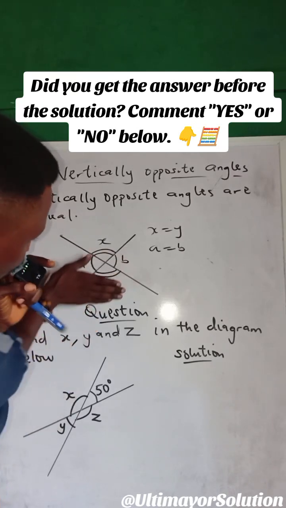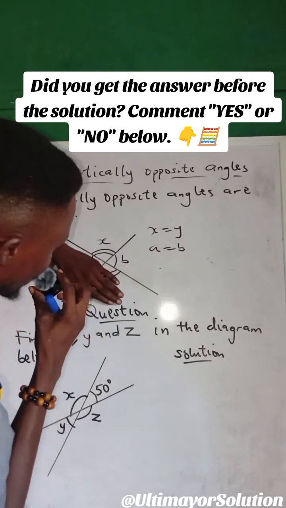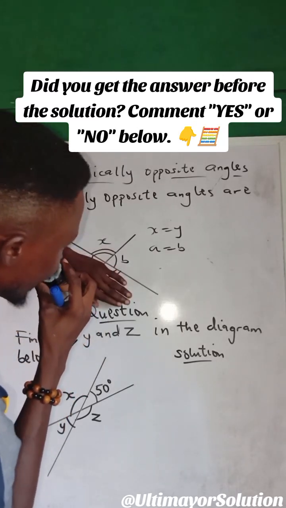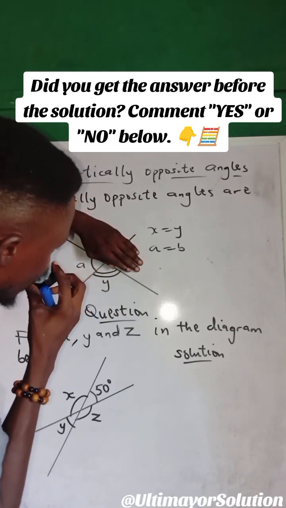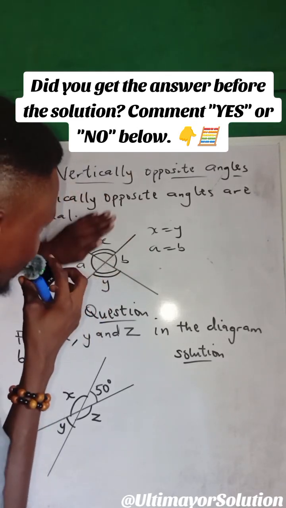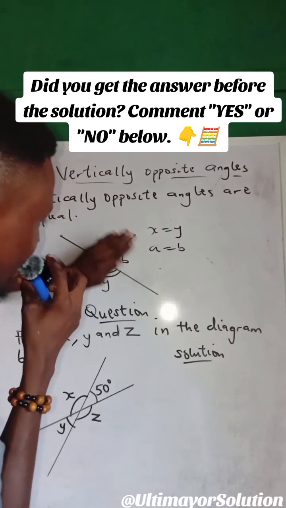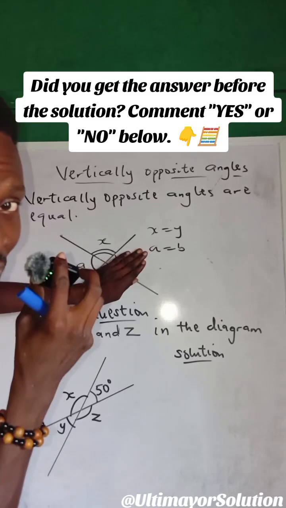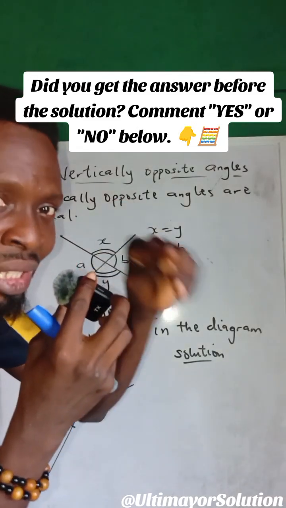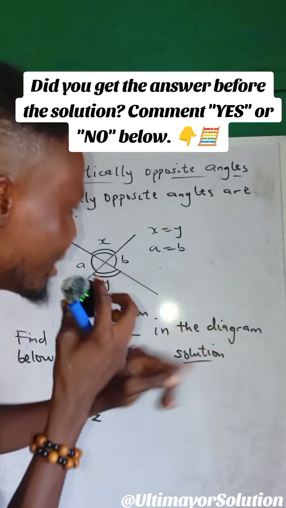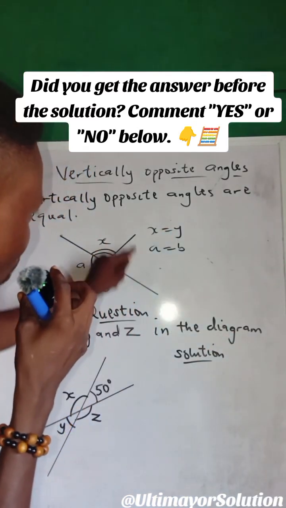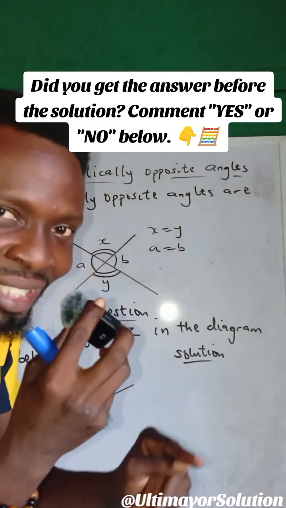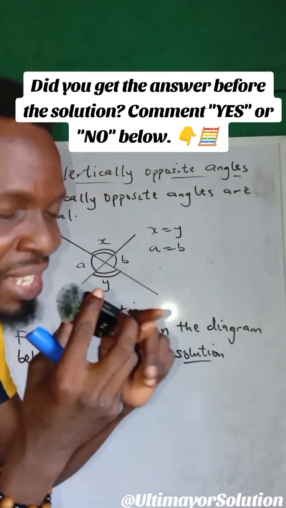Also, if you look at it very well, X and B are on a straight line. Let's close this one now. If we close this line, you see that X and B are on a straight line. And also A and Y are on a straight line. Also B and Y are on a straight line. Then A and X are also on a straight line. And remember that the sum of angles on a straight line is 180 degrees. Another thing is, the sum of these four angles together is 360 degrees, angles at a point.